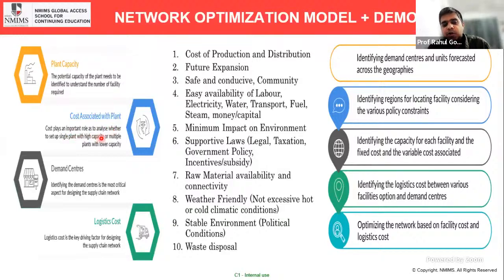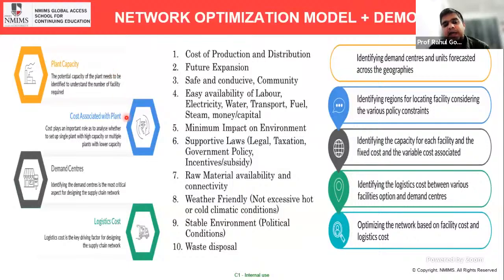So cost plays an important role in analyzing whether to set up a single plant with high capacity or multiple plants with lower capacity. Demand centers are very important to identify, because if you set up a plant in one location and demand centers are very far away from that location, it's a wrong decision. And logistics cost: what is the cost of servicing your various demand centers from that location? So there are various other elements as well.